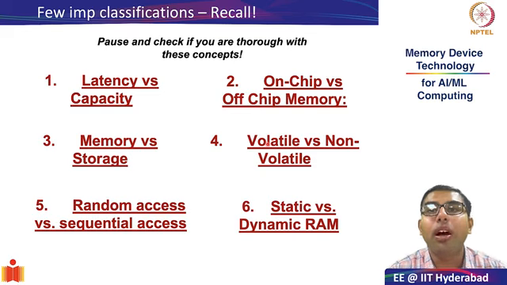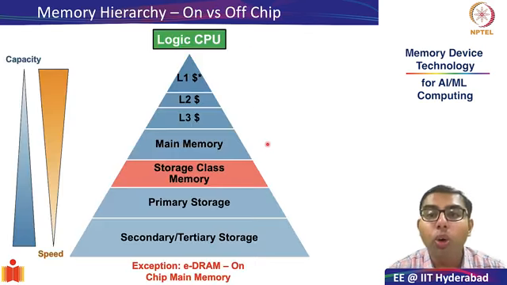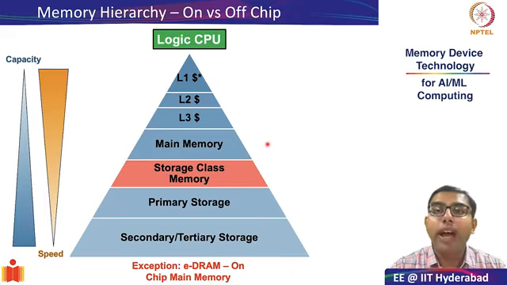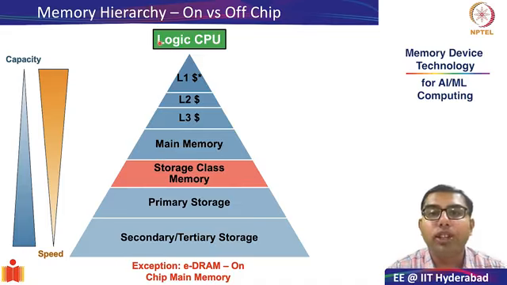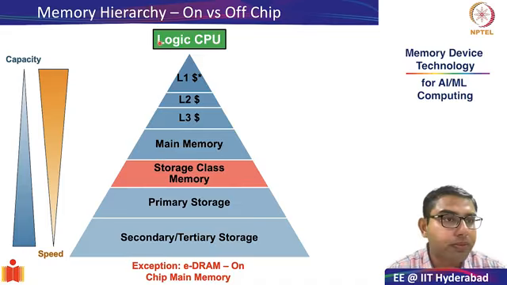With this very quick recap, let us now go back to our memory hierarchy and try to draw the boundaries where you will see on-chip versus off-chip memory. First, let us recall the essence of the memory hierarchy. As you know, right at the top is your logic or your CPU.